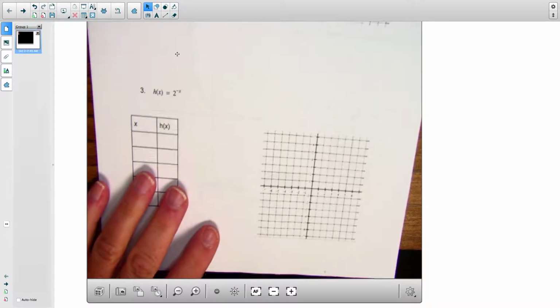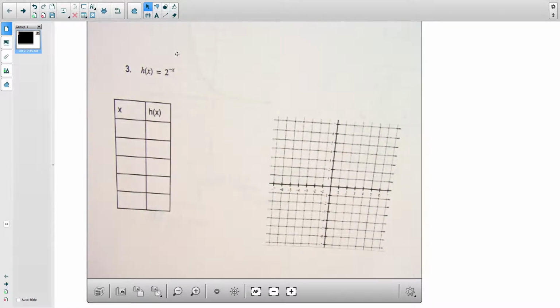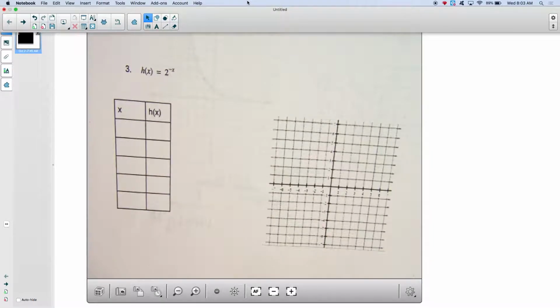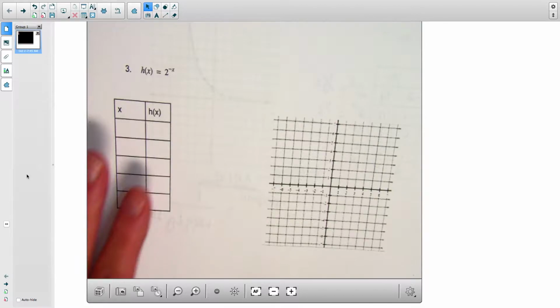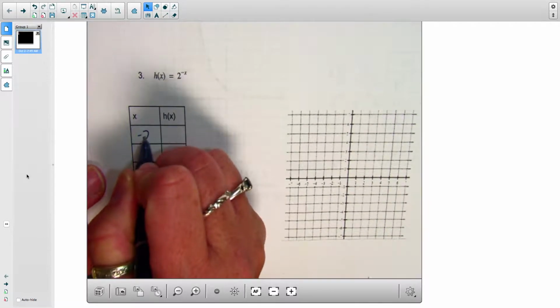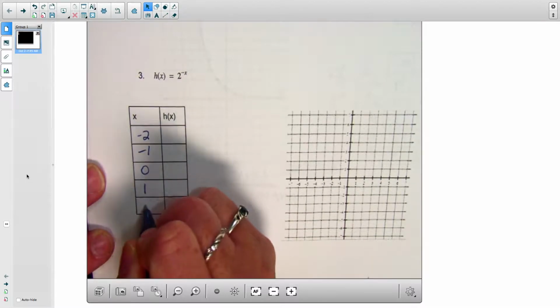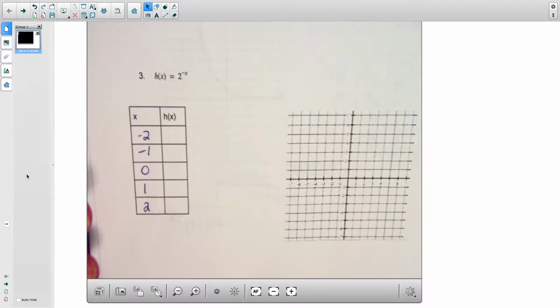Now let's look when we have 2 to the negative x. Let's use the same numbers: -2, -1, 0, 1, and 2. We always use those numbers. Yes, use those numbers. That gives us that shape, which way we're going.